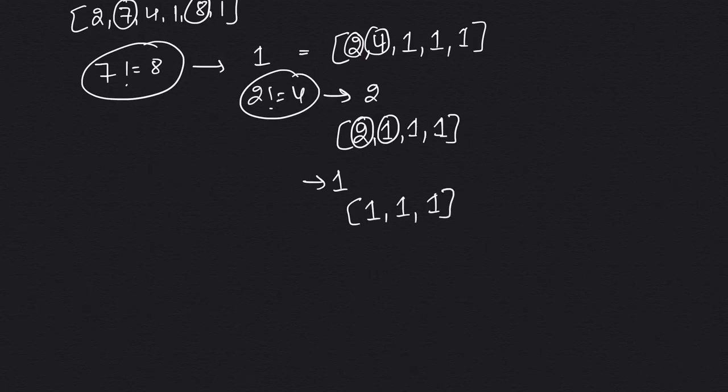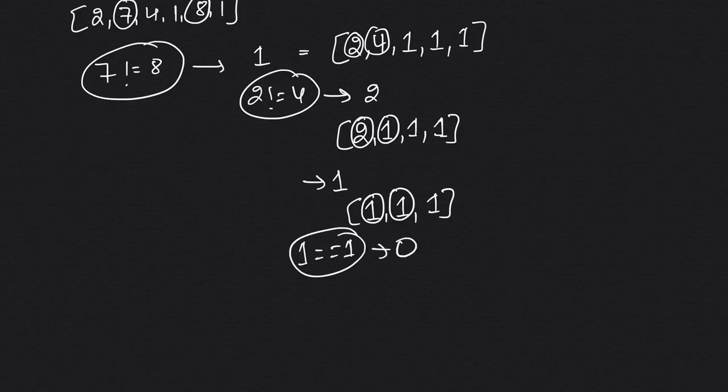So now I will take out the two heaviest stones, that will be 1 and 1. I will smash them and 1 is equal to 1. So our answer will be 0. So both stones are destroyed. So we are just left with 1 in the array. And at the end I will return 1 as the result.